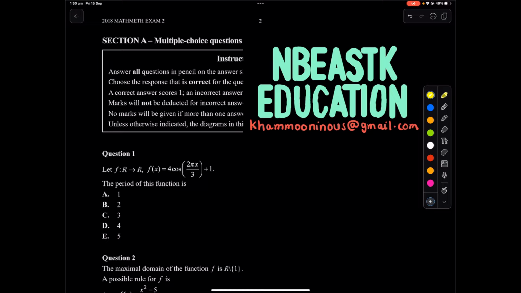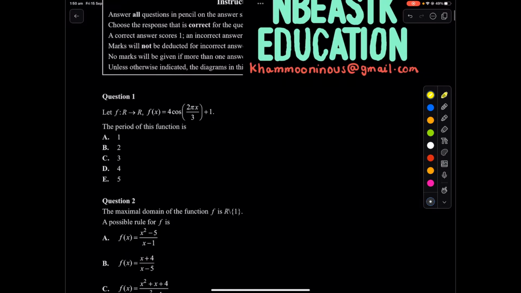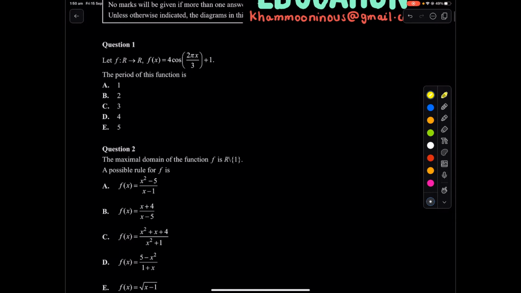So let's get started with this exam. Perfect. So question 1. f of x is this, the period of this function is what? So it's 2 pi over 2 pi on 3, which is 2 pi times 3 over 2 pi. These cancel out, 3. Choose C.